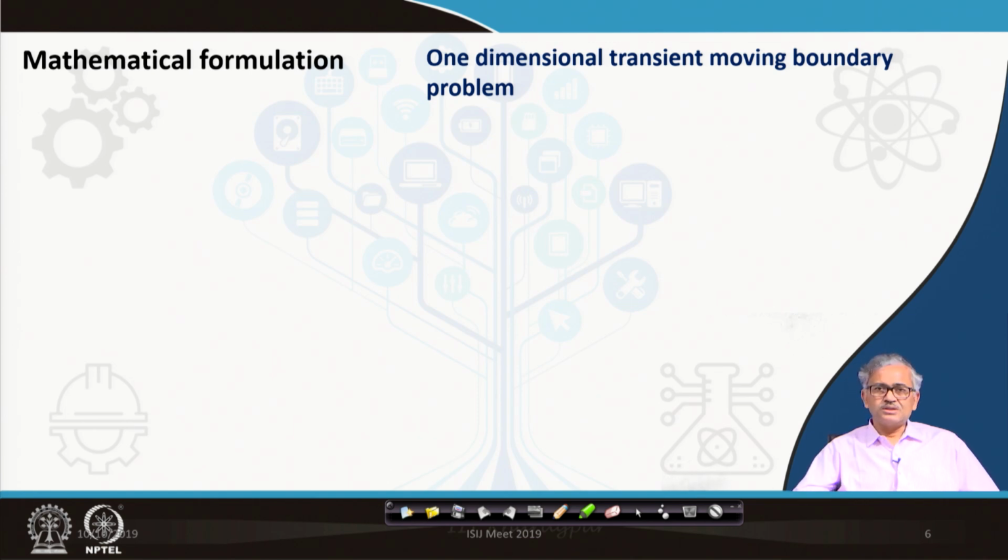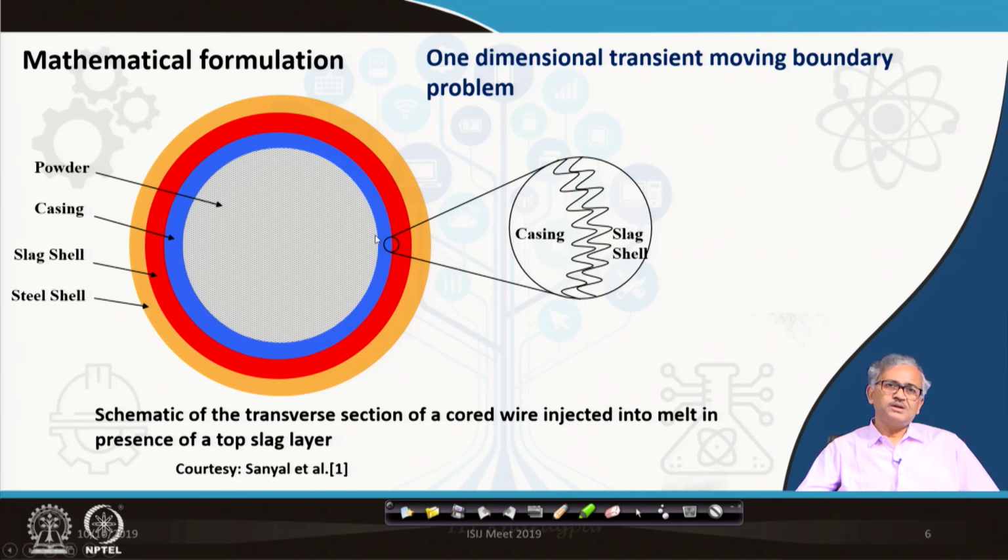And moving boundary, why is it so? This is perfectly a moving boundary problem. So, this is the cross section of the wire after it has been immersed a certain distance into the liquid melt through a slag layer also. Then what you can find is the powder inside, and then you have the casing. Just above the casing you have some slag layer, because it first entered the slag. So, a slag layer forms, and then over that you have a metal layer also, that is the metal shell. Okay. So, this is what it looks like, a composite structure as you can see.